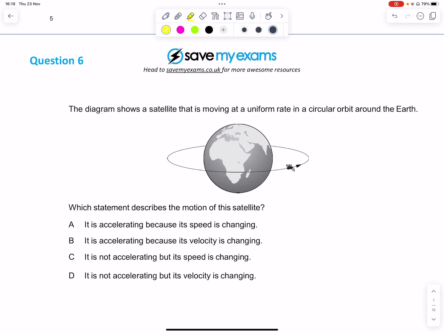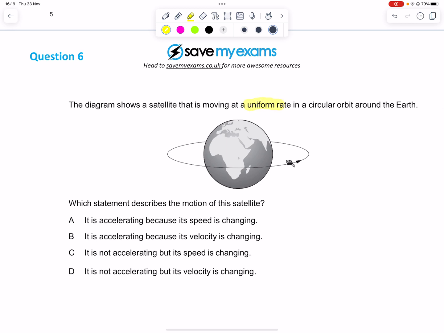The diagram shows a satellite that is moving at a uniform rate in a circular orbit around the Earth, so again circular motion. Which statement describes the motion of this satellite? A: It is accelerating because its speed is changing. B: It is accelerating because its velocity is changing. C: It is not accelerating, but its speed is changing. D: It is not accelerating, but its velocity is changing.